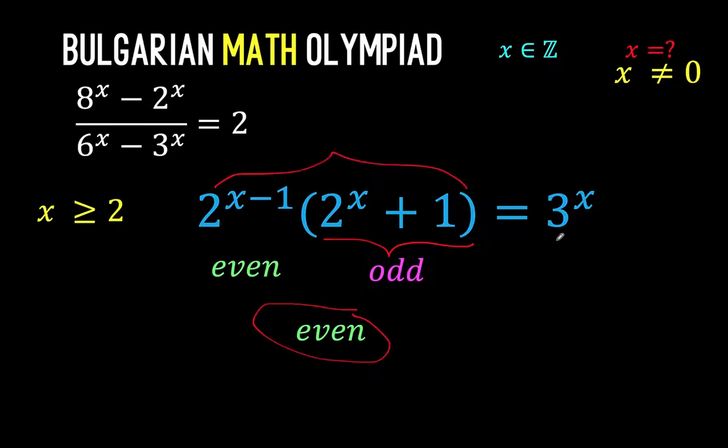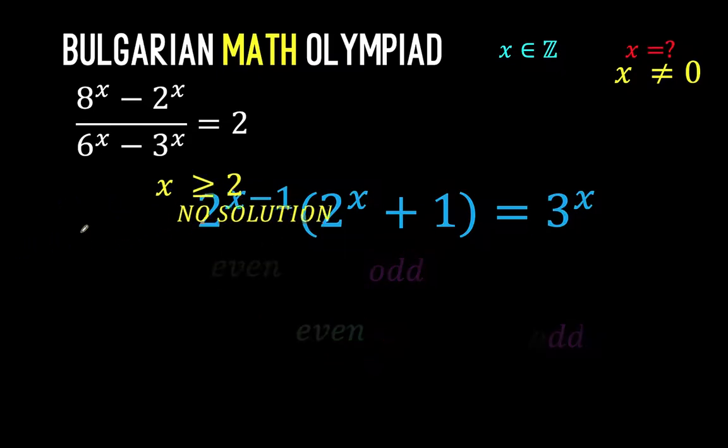So that means the left side of this equation is an even number. Now at the right side, 3 is raised to any integer greater than or equal to 2. So when x is 2, you have 3 squared, which is 9, an odd number. 3 to the third is 27, also another odd number, and so on. So the right side is always an odd number. So an even number cannot be equal to an odd number. That means when x is greater than or equal to 2, there is no solution to this equation.